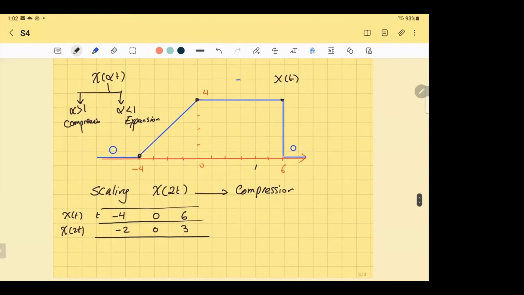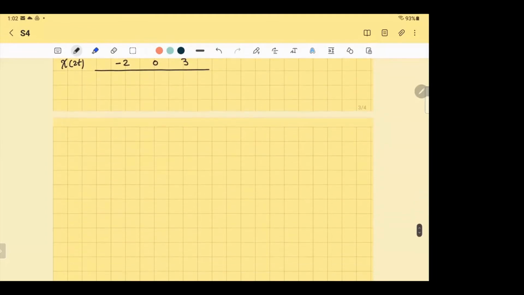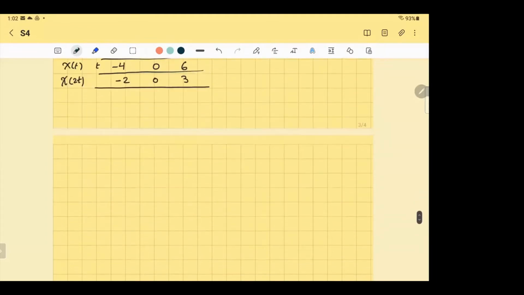So how do we sketch it? Let me do it on a clean graph here. I have time t, and that's 0. So -4 will be -2. That's 1, 2, so it'll be -2. 0 is still 0. And 6 will be 3. 1, 2, 3 will be 3. And the amplitude of the function does not change.